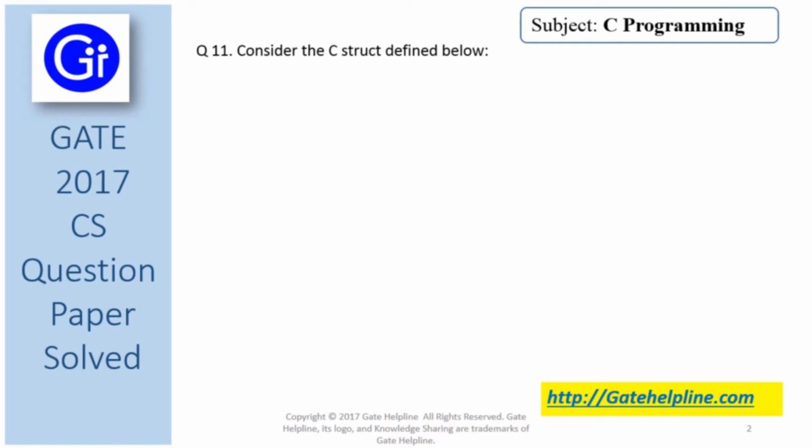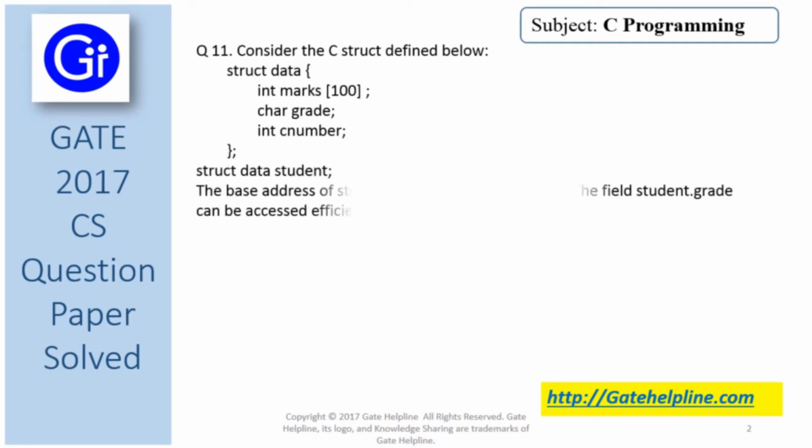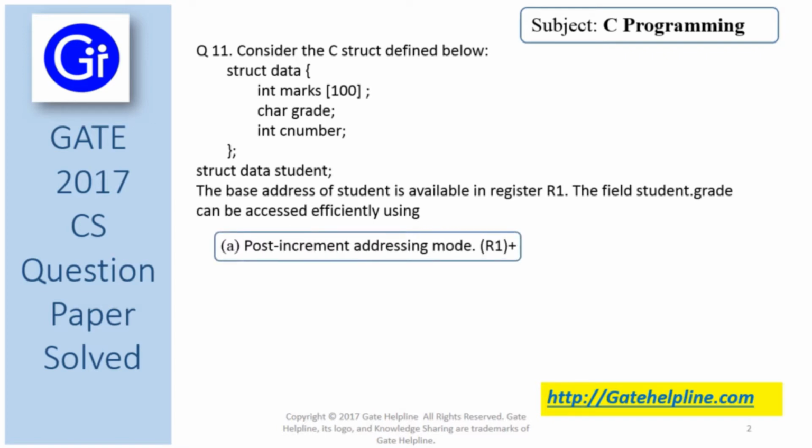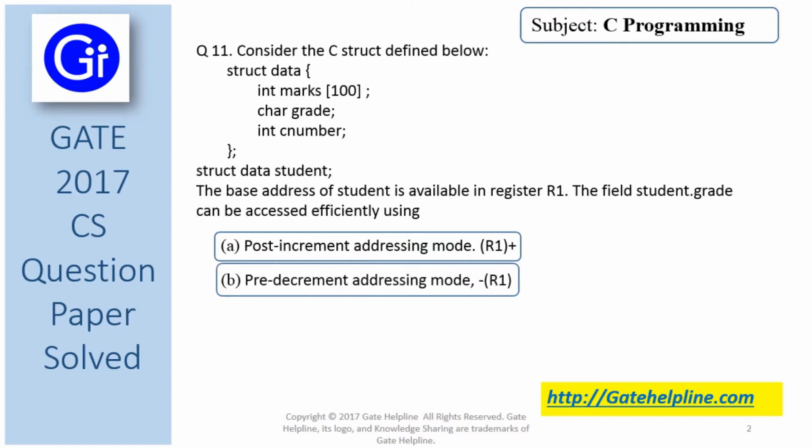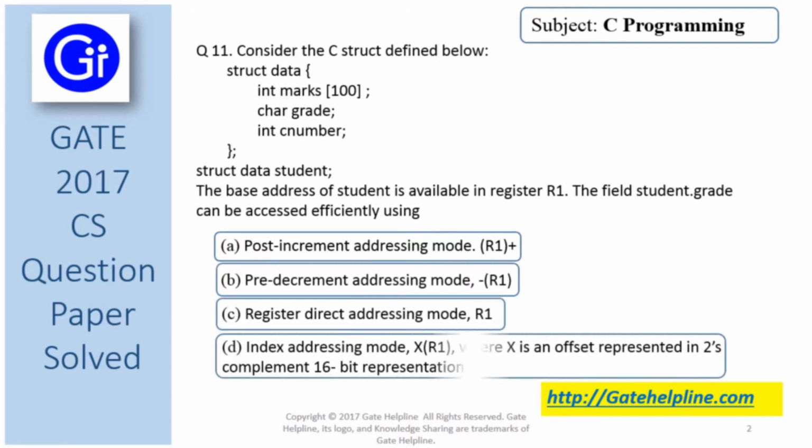So question number 11 is, consider the C struct defined below, and the struct is this. The base address of student is available in register R1. The field student.grade can be accessed efficiently using, and the options are A, post increment addressing mode, B, pre-decrement addressing mode, C, register direct addressing mode, and D, index addressing mode X of R1, where X is an offset represented in 2's complement, 16-bit representation.